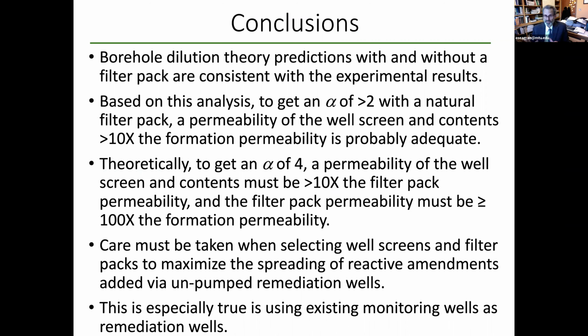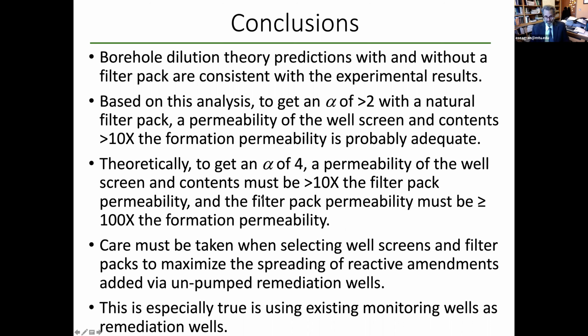And so based on that analysis, under conditions where you just have the natural aquifer material around the well, and you want to get an alpha of 2, then the permeability of your well screen and its contents need to be at least equal to the permeability of the formation. And if you want to get a little above 2, you need to be 10 times greater than the permeability of the formation. So you need to be very careful about selecting your well screen. Or if you have cohesive material that you can put a borehole down and then backfill it with a reactive material, you can eliminate that. And then what's important is just the permeability of the material that you put inside the well screen.